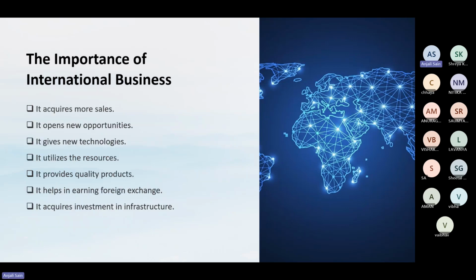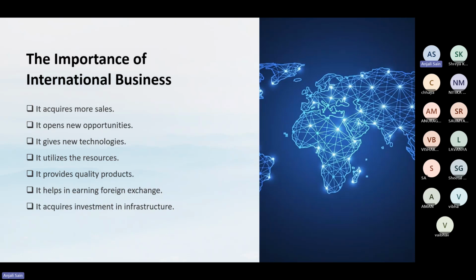These are the main few points which indicate the importance of international business. The first point is it acquires more sales. As soon as we tap into a new market, it increases our sale volume. Like if I'm doing a trade in India, then I thought I'll do a trade in Nepal also. Okay, then my target audience will increase, my target market will increase, which will ultimately lead to having more sales volume.